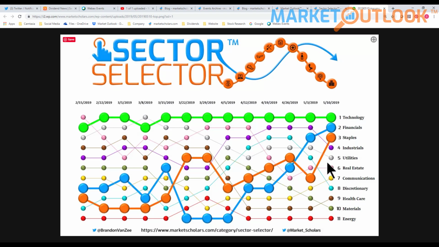In addition to that, it's equally noteworthy that discretionary fell out of bed. Now, not quite as dramatic, but still pretty dramatic. It made 3 moves to the downside. Last week, discretionary was 5th. It fell all the way down to 8th. So consumer staples getting some love from investors, consumer discretionary falling out of bed.